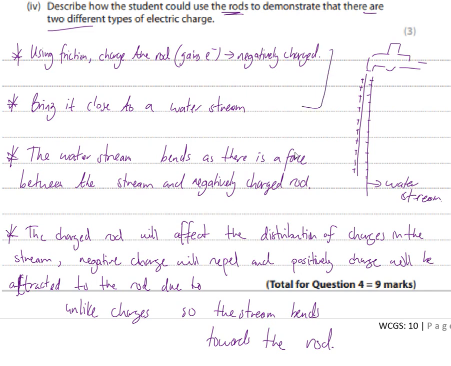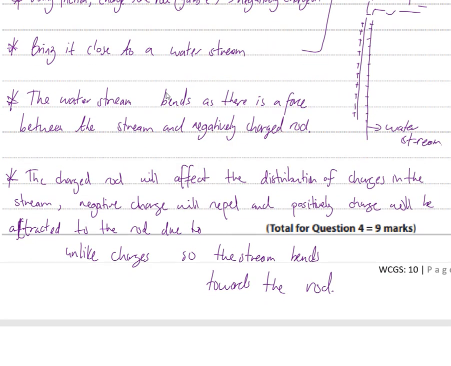So what we're doing here is we've got these two points. This is where we start. We have a rod that's negatively charged, we have a water stream that's running, and the second thing is when we bring them together, there's a force there. We know it bends. We don't know what that force is. Is it an attraction force, is it a repulsion force? We don't know yet.